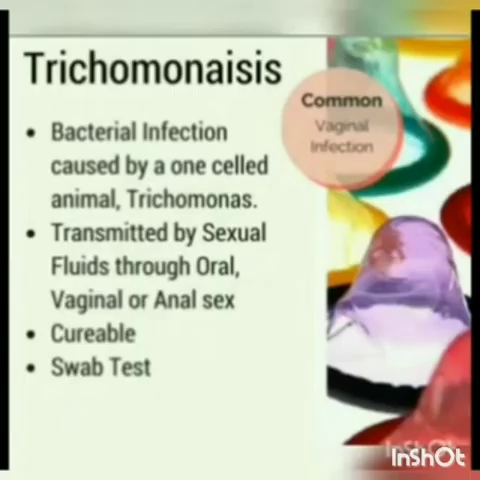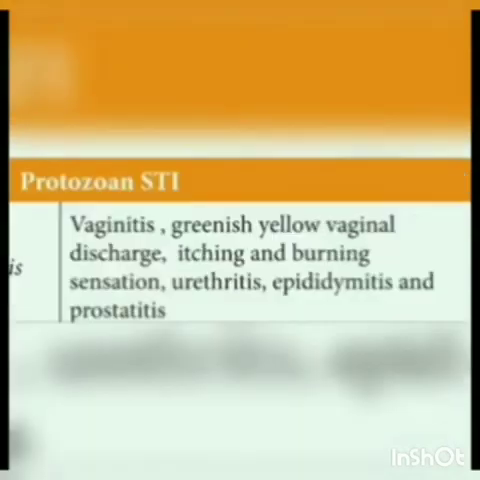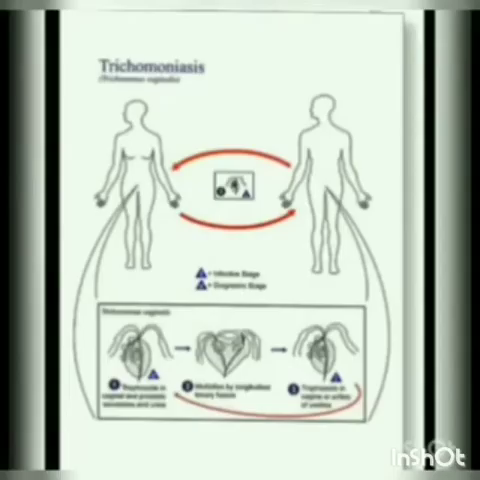Next one is the protozoan STI, that is trichomoniasis, which is caused by Trichomonas vaginalis. The symptoms are vaginitis, greenish yellow vaginal discharge, itching and burning sensation, urethritis, epididymitis and prostatitis. It may occur in both male and female.